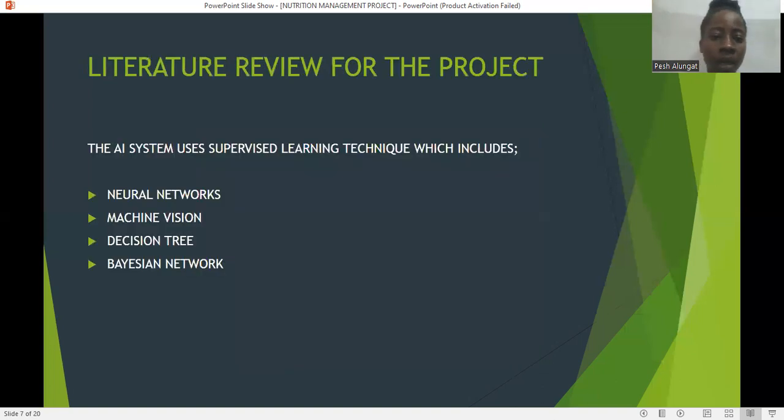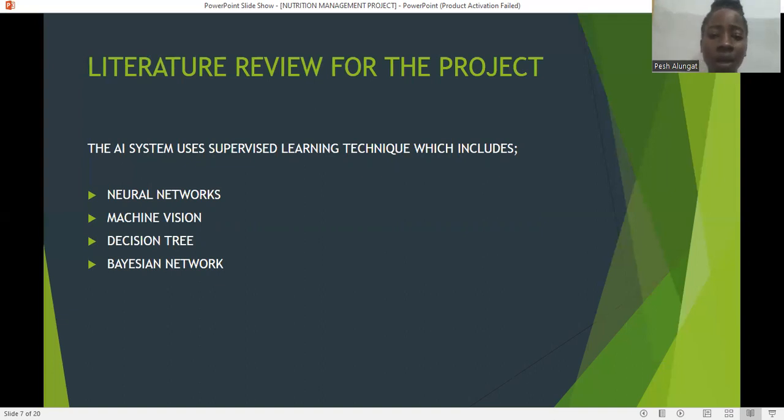recipe to take. The literature review for this project: majorly, this system is to use supervised learning techniques, where we use structured data. The methods we are to use here include neural networks, machine vision, decision trees, and Bayesian networks.